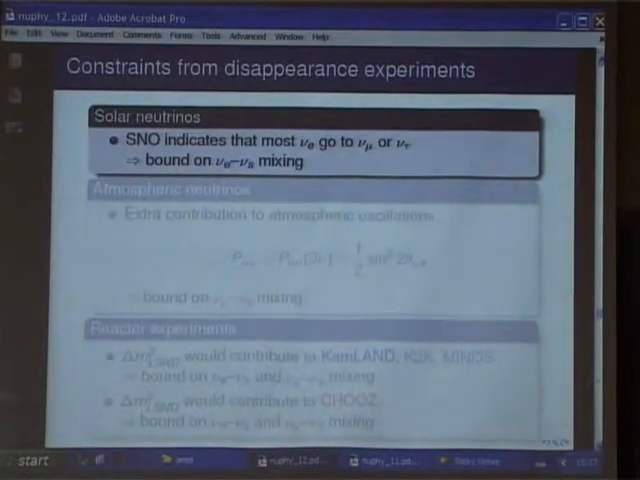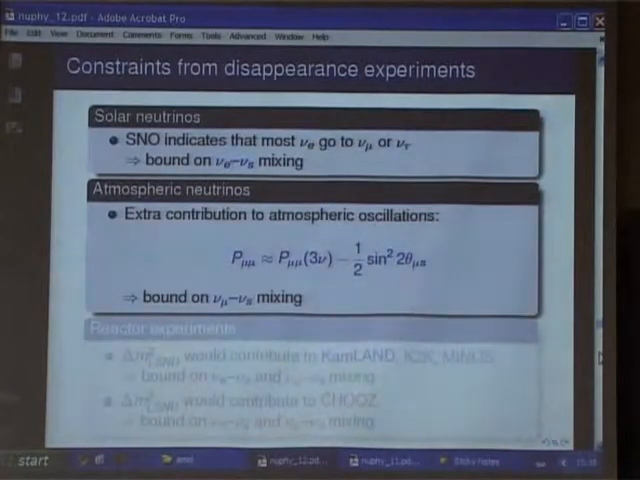A sterile neutrino is going to affect everything. It's going to affect solar neutrino oscillations, because now your Sudbury experiment indicated that most mu go to mu and mu tau. So you have constraints on sterile neutrino mixing between mu e and us. Then you look at atmospheric neutrinos, you get something due to our older framework. Plus, you get this sin square 2 theta times 1/2 because of the sin square delta averaging. So you get this extra contribution, and therefore you are bound from atmospheric experiments on this mu to mu sterile mixing.